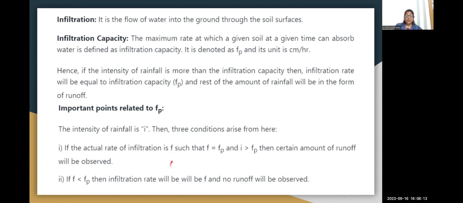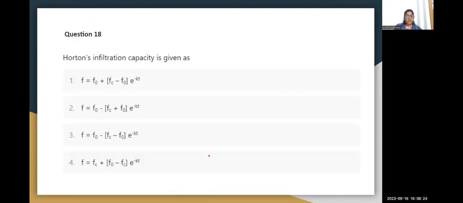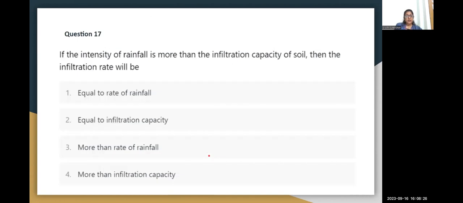So this comparison of infiltration rate, rainfall intensity and infiltration capacity is something you have to keep in mind. So the correct answer would be: if the intensity is more than the infiltration capacity, then the infiltration rate is going to be equal to the infiltration capacity. Option 2 will be the correct answer.